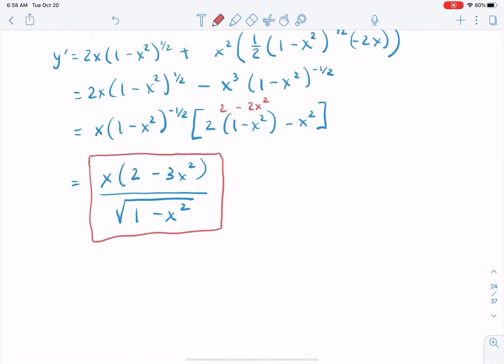And of course, common things that they might ask you: where do you have horizontal tangent lines? Where do you have vertical tangent lines? And it's a matter of, hey, where's the top equal to 0? Where's the bottom equal to 0? You know, like we do, all right?